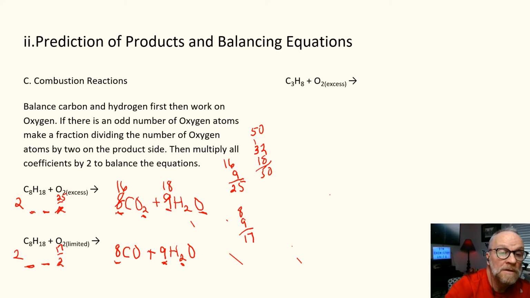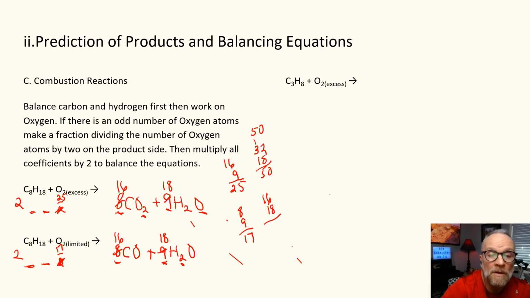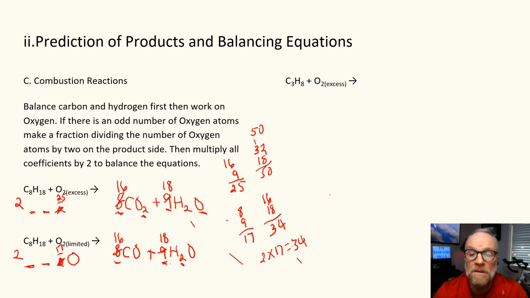2 times 17, 2 times 8 is 16, and 2 times 9 is 18. So now we have 2 times 8 is 16. 2 times 9 is 18, just like before. But this time, since we have carbon monoxide, it's just going to be 16 and 18, which makes 34. And 2 times 17 gives us 34. And we're balanced. Okay. So let's get into the backyard and grill up some propane.